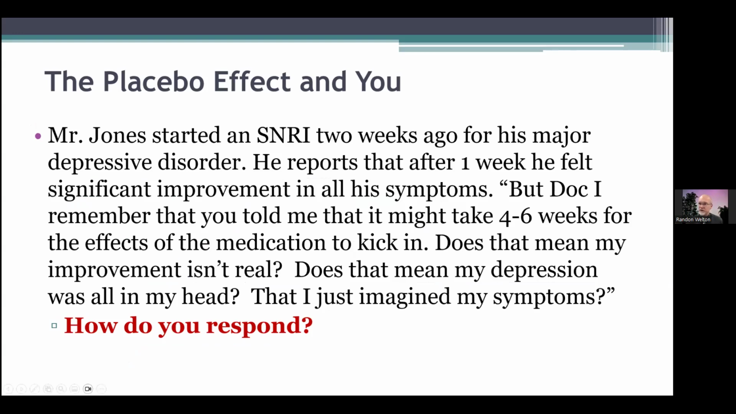But Mr. Jones, a patient, has started an SSRI 2 weeks ago for his major depressive disorder. He comes in today reporting that after 1 week, he felt significant improvement in all of his symptoms. He felt well. He says, but doc, I remember that you told me it might take 4 to 6 weeks for these medications to kick in. Does that mean my improvement isn't real? Does that mean my depression was all in my head? Does that mean that I just imagined my symptoms?